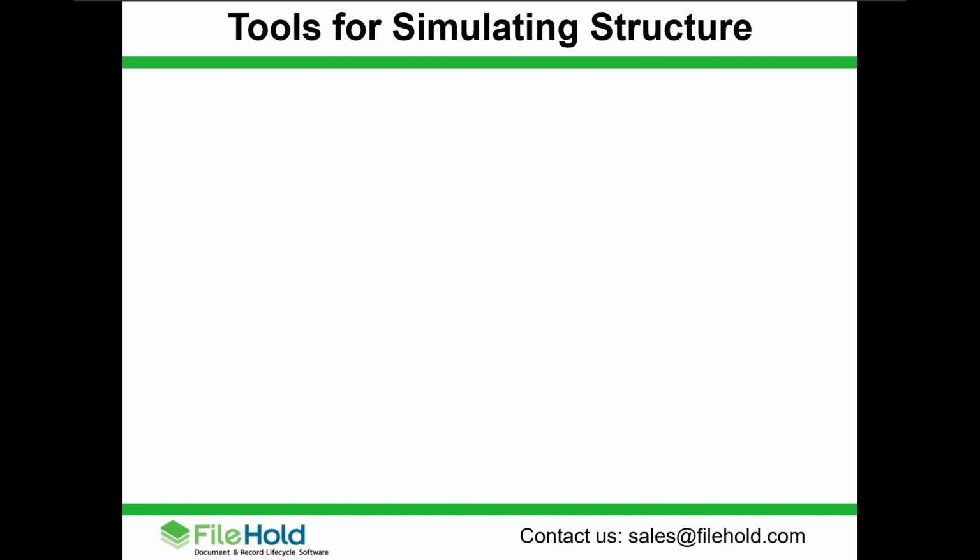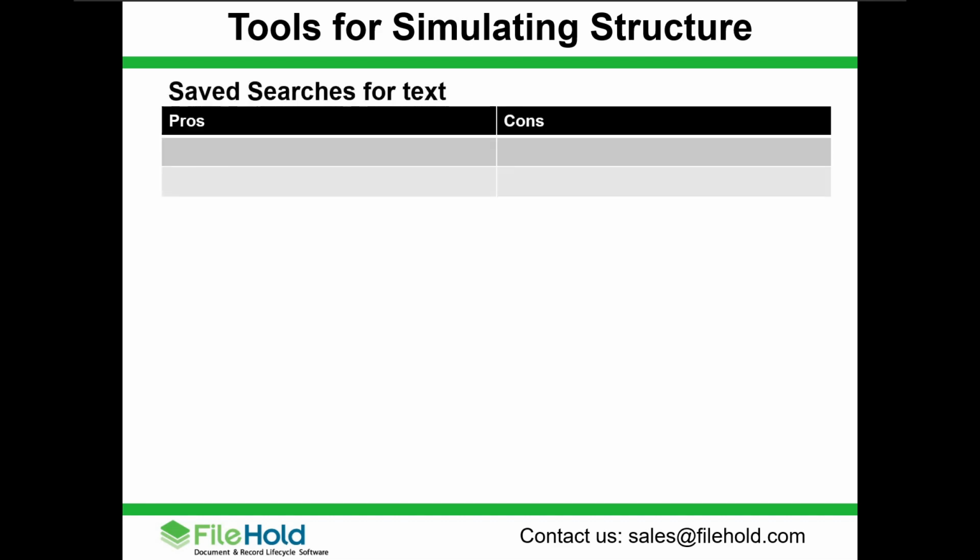So let's look at these tools for simulating structure and see when they might be applicable. We'll start with our saved searches for text. One of the pros is it's automatic for all content with a text layer. So it doesn't matter if it's a Word file or an Excel document or a scanned PDF that has text in it through OCR or an electronically generated PDF or anything that has a text layer, automatically has that text added into the search index.